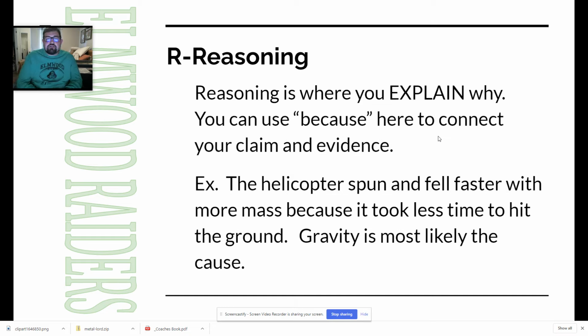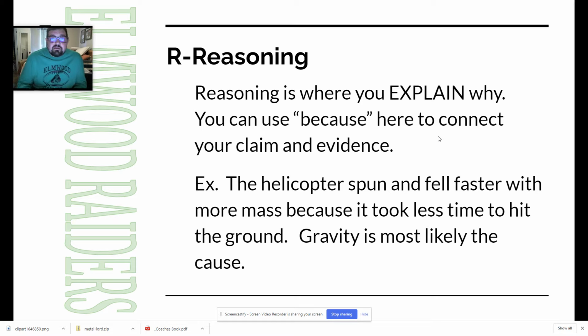The last thing you do to write a great conclusion is you state your reasoning. And this is where you explain, you tell me or anyone else who's reading your conclusion why that's true. Why were you correct? Or why did you find out what you found out about your experiment? An example from the helicopter lab would be the helicopter spun and fell faster with more mass because it took less time to hit the ground. Gravity is most likely the cause.